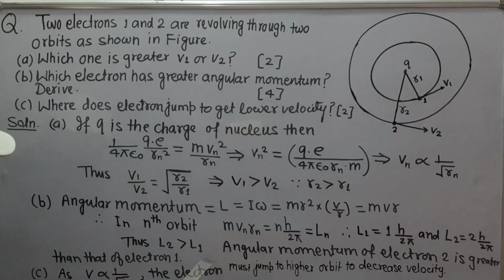Third part, as v is inversely proportional to root of R, therefore the electron must jump to a higher orbit in order to decrease velocity from this relation.